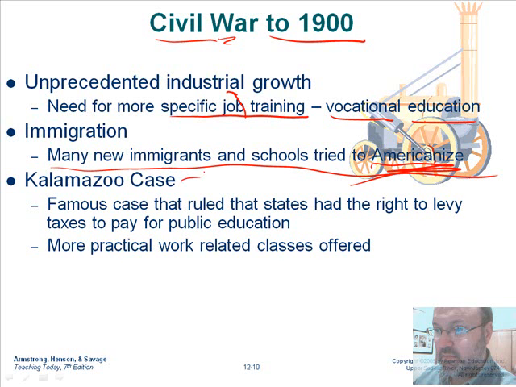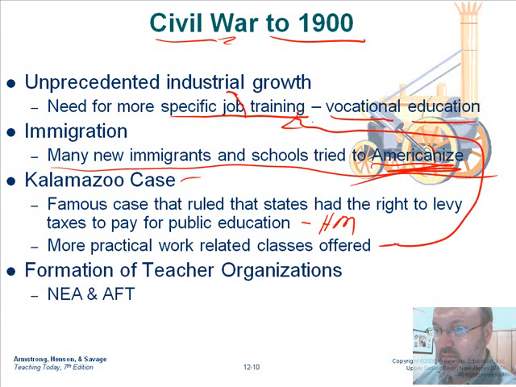So when we had this Kalamazoo case that ruled that states had the right to levy tax to pay for public education, who was it that first came up with that idea? Anyone? Bueller? Yeah, Horace Mann. And there also came more practical work-related classes offered. Why? Because of the growth of the Industrial Revolution. And this was the same era as the formation of the NEA and AFT. And what do those stand for? Anyone?